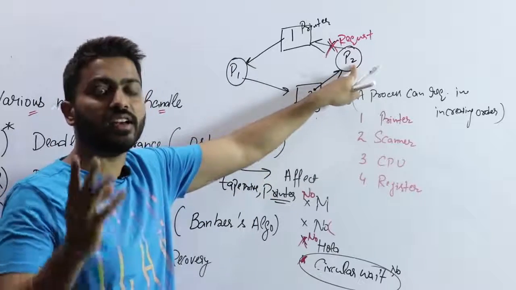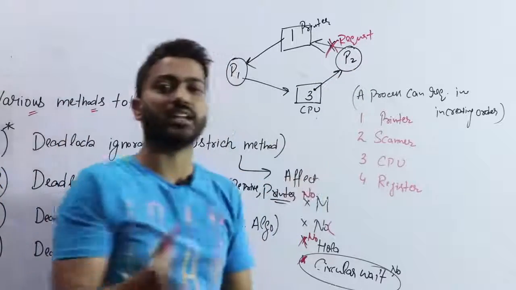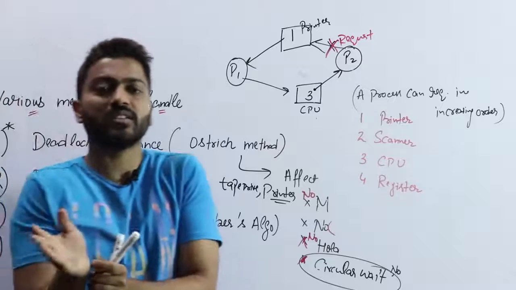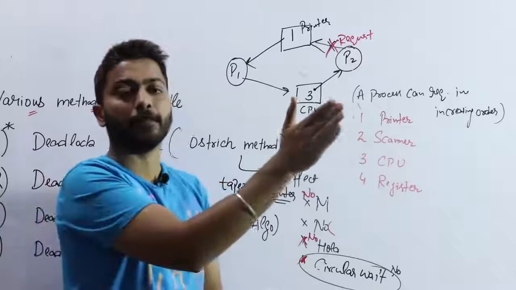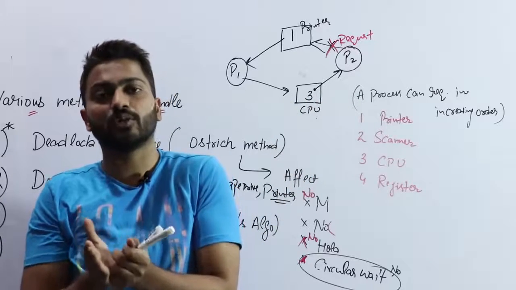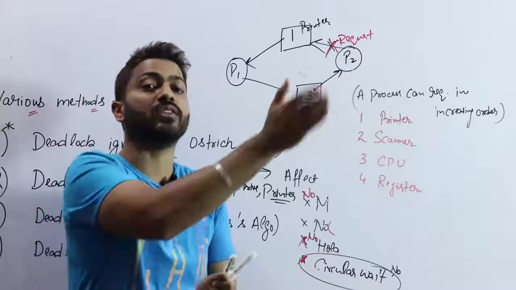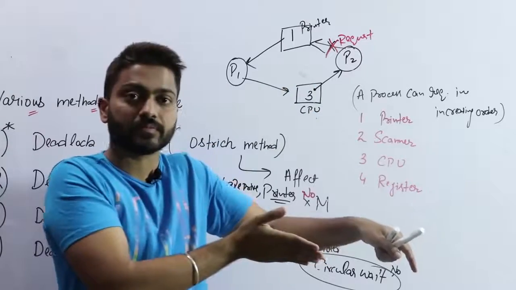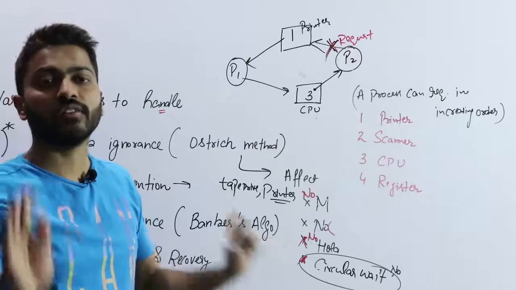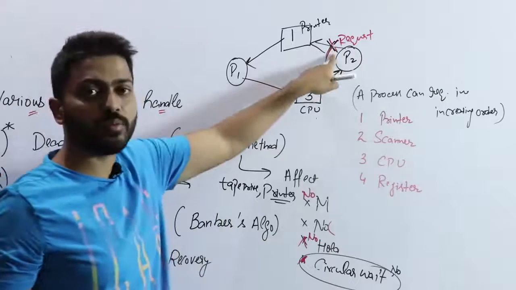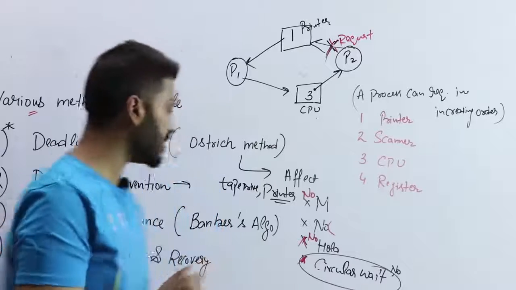Now the P2 says I need resource number 1. No, the request number cannot be less. So the simple meaning is a process can request for a resource in the increasing order only. Means if a process says I need the resource number 3, no problem, it can have 3. Next time it can request for 4, 5, 6, not the lower one. By doing this, we will simply remove the circular wait condition. So when the circular wait condition is removed, we can simply say deadlock will be prevented. This is the simple meaning.